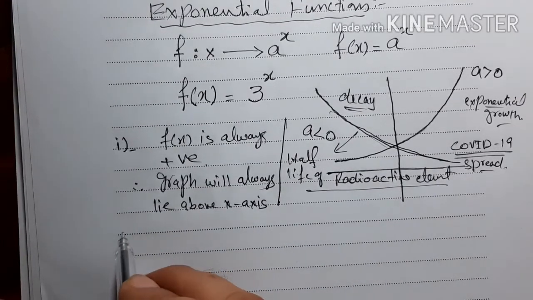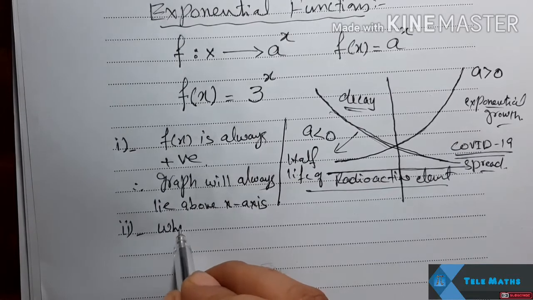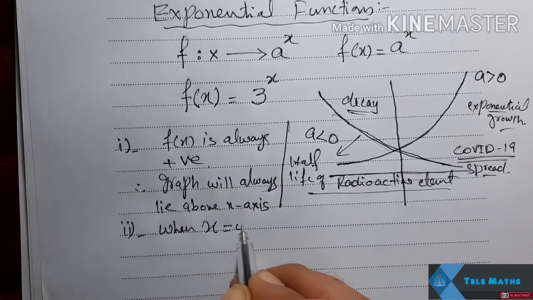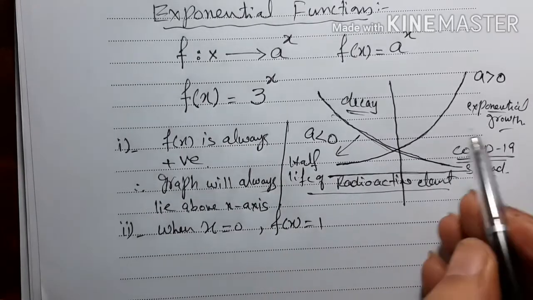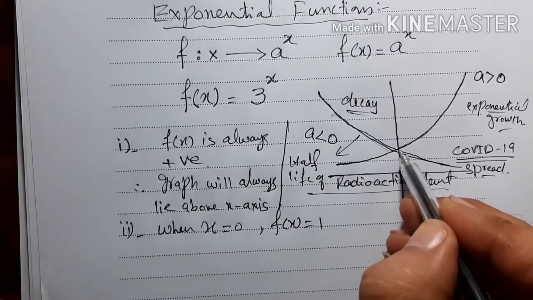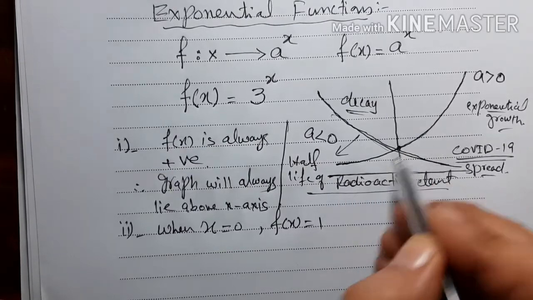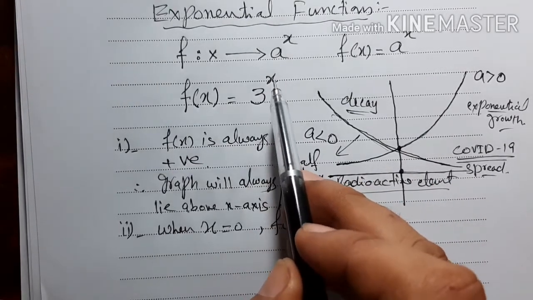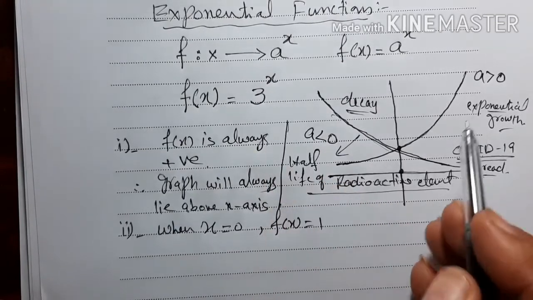Number two, when x is equal to 0, f(x) is equal to 1, which means at the origin the value will always be 1. This is the property of the exponential function, because anything to the power 0 is 1. So when you put x equal to 0, the value will always be 1.